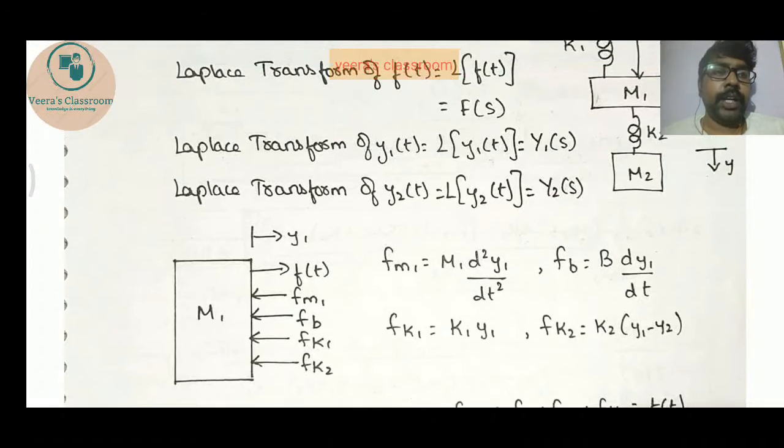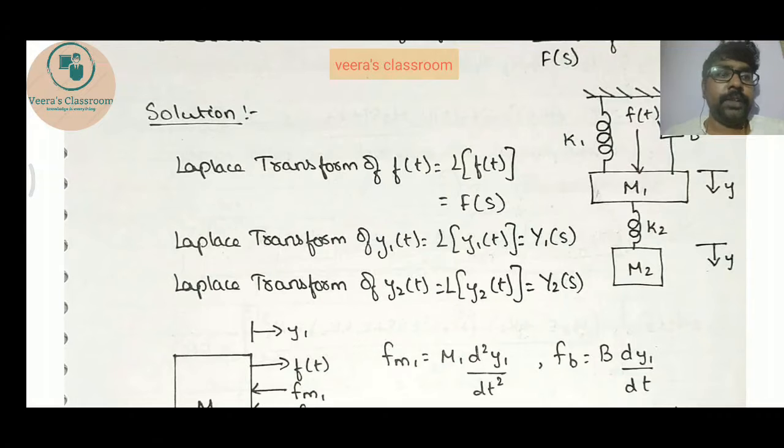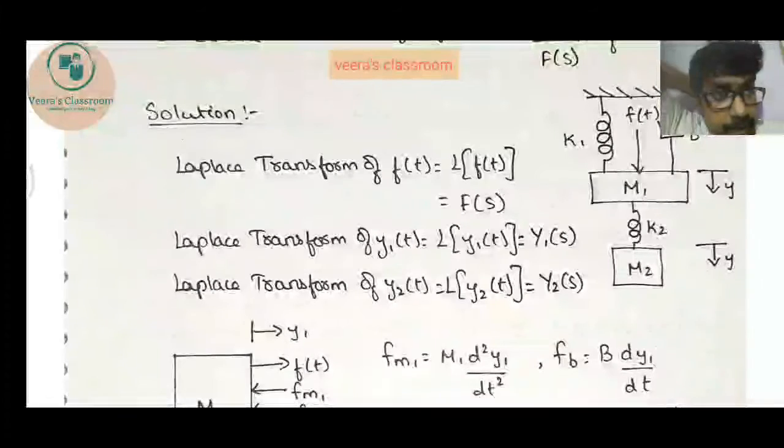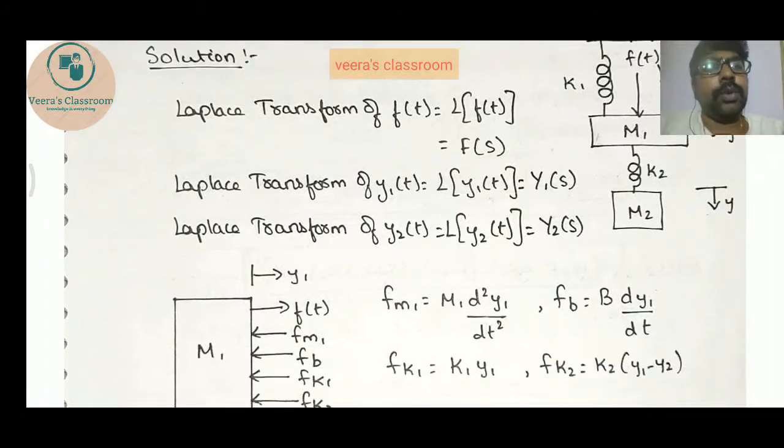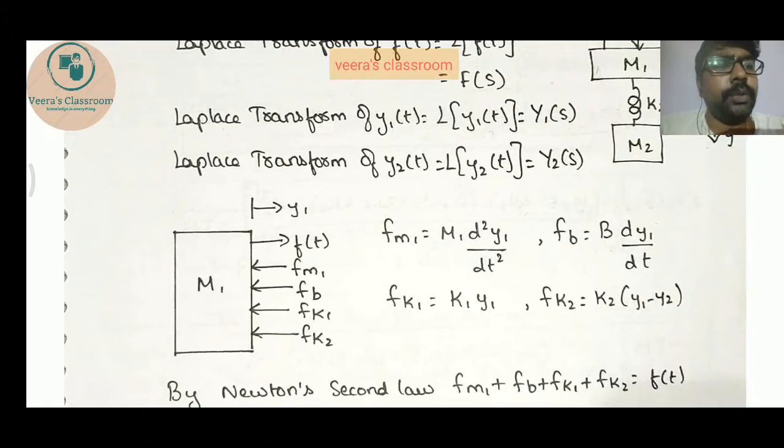Here take a look at k2, which is placed between two displacements. Since we are taking the object to be primarily in the displacement y1, the fk2 value will be y1 minus y2. If you consider the second element m2, it will be y2 minus y1. Since it is considered for the first element, it is y1 minus y2.